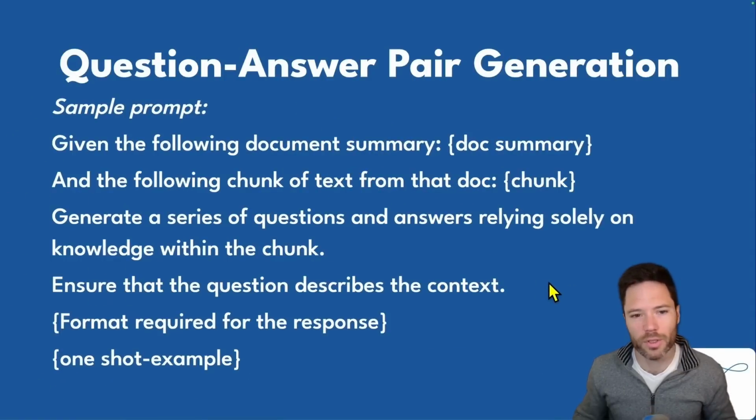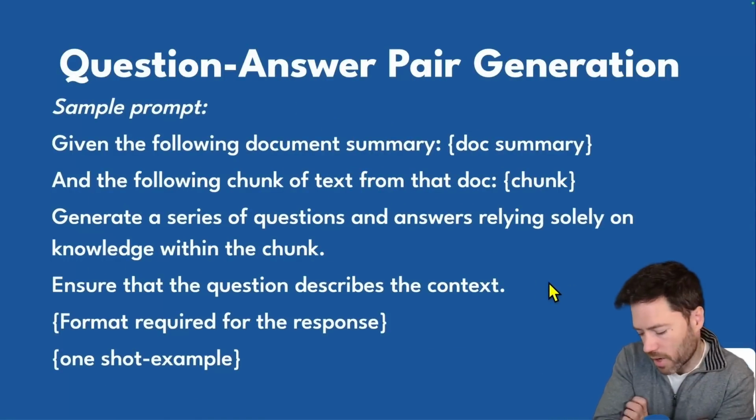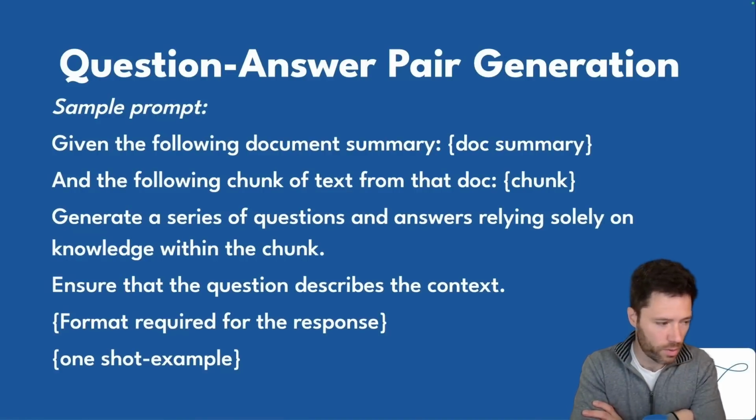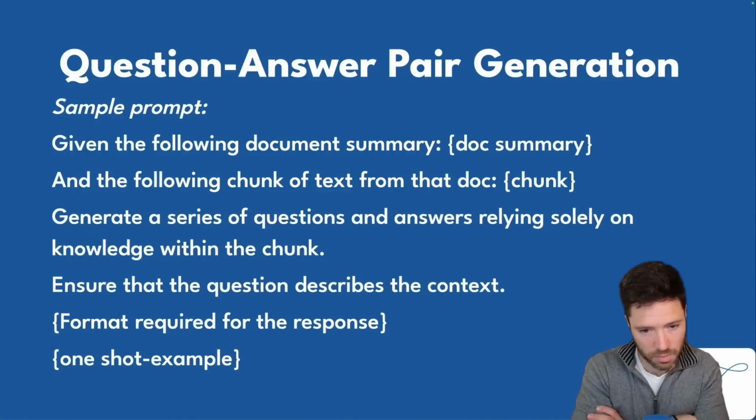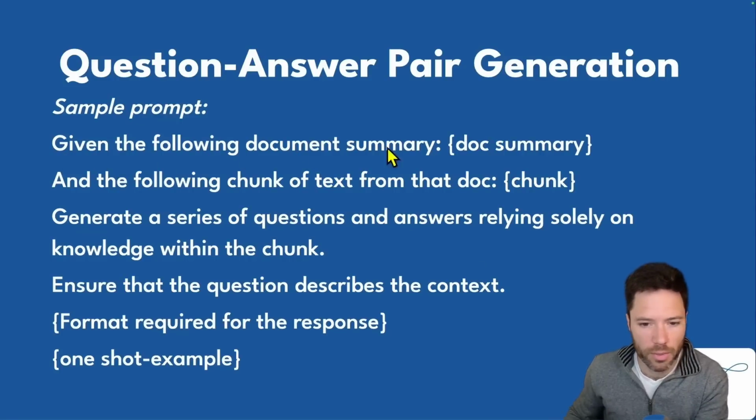The next thing we're going to do is question answer pair generation. Let me describe the high level of how this works, and then I'll describe some different approaches. The prompt used is something like this. This is a pseudo prompt. Given the following document summary, we inject the summary, and the following chunk of text from that doc, we inject the chunk. Generate a series of questions and answers relying solely on knowledge from that chunk.